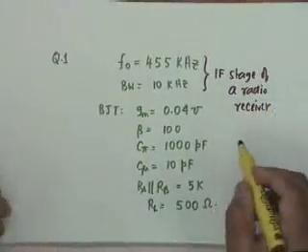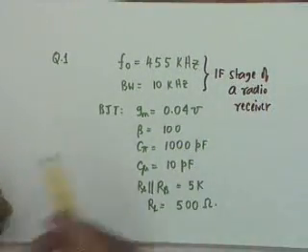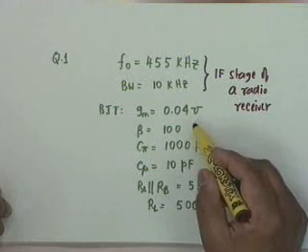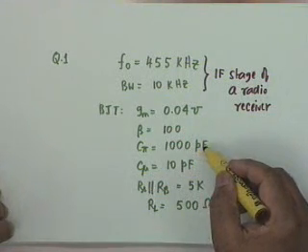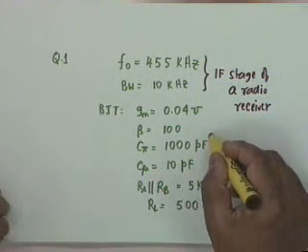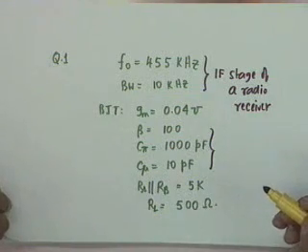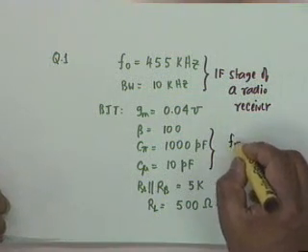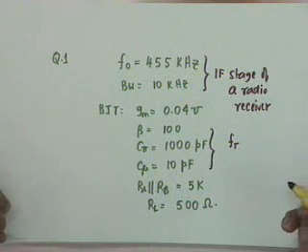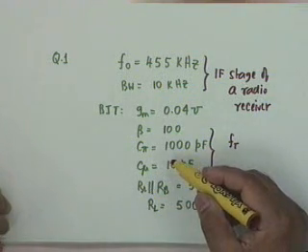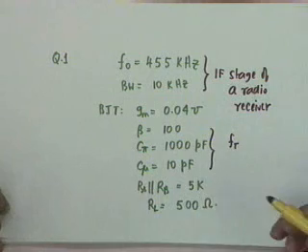The transistor that is to be used has the following specs. GM is 0.04 mho, beta 100, C pi 1000 pF, C mu 10 pF. Now these may be given like this, or you may have been given an FT. If you know FT, then you can calculate C pi, provided C mu is given. C mu has to be given.